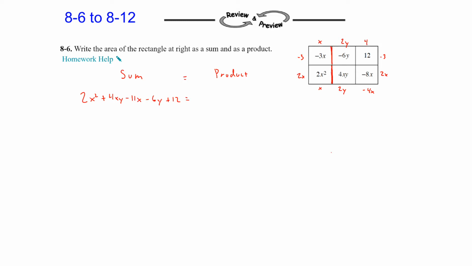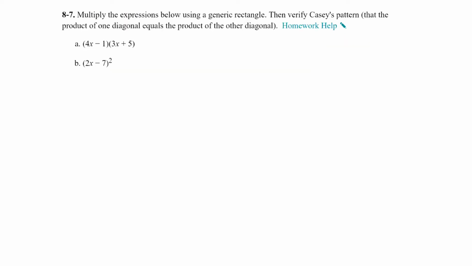I did notice I made a mistake down here on the negative 4x. This should just be a 4 there because you already have the x from the 2x. So the product, we'll do 2x minus 3 times the other side, which is x plus 2y plus 4. So there's the sum equal to the product.